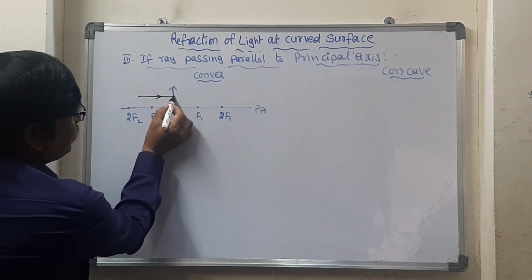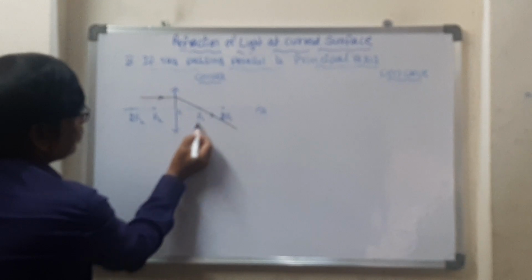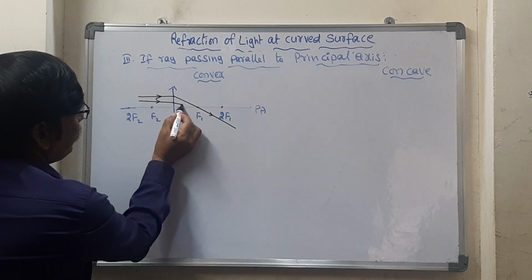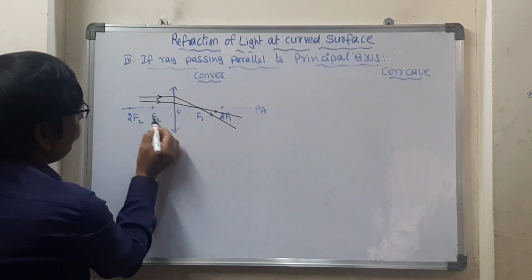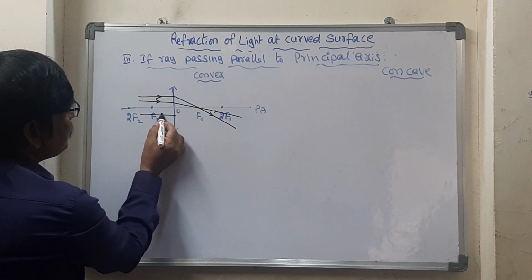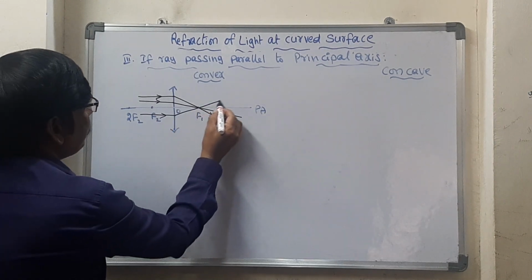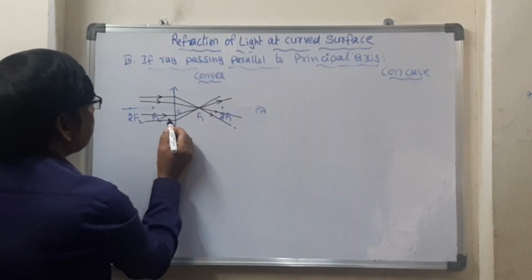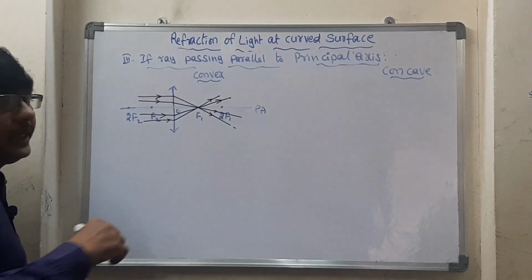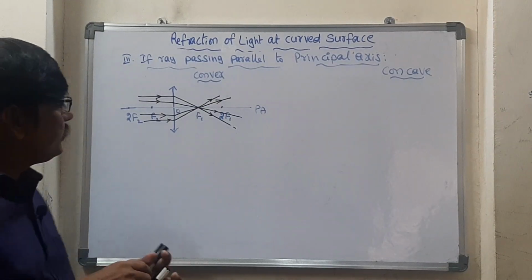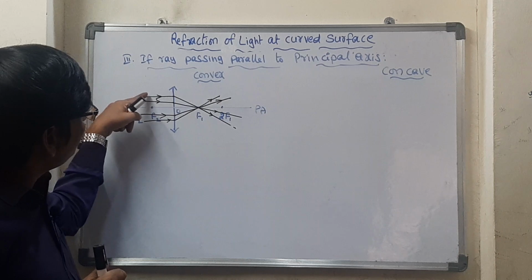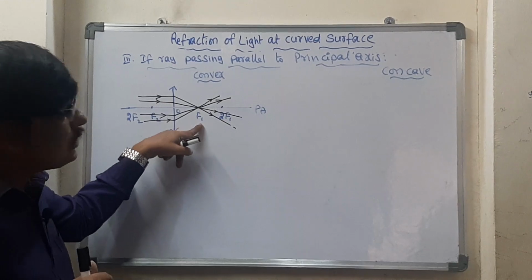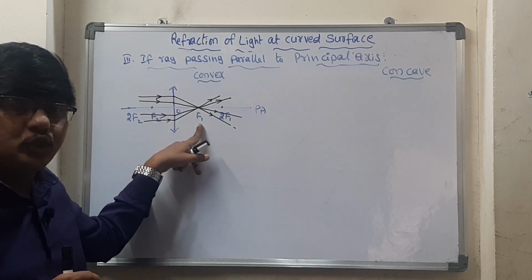So then what will happen? This ray passes like this. Now let us take one more ray. That ray too passes like this. If we take one more ray below the principal axis, that ray too travels like this. Now let us take one more ray, even that ray too passes like this. What is the conclusion? The conclusion is, if a ray is parallel to the principal axis, after passing through the lens, it passes through the focus. It passes through the focus.